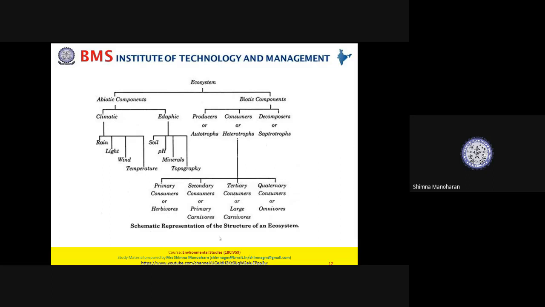So this is by definition from environmentalists. By their definition, these primary carnivores feed on herbivores. Okay. And secondary or tertiary consumers or large carnivores feed on these primary carnivores.